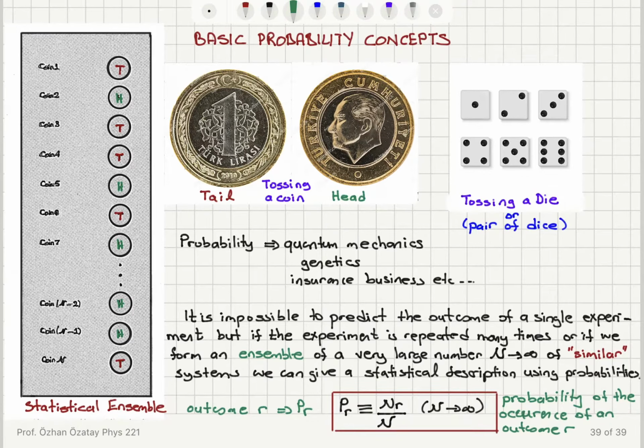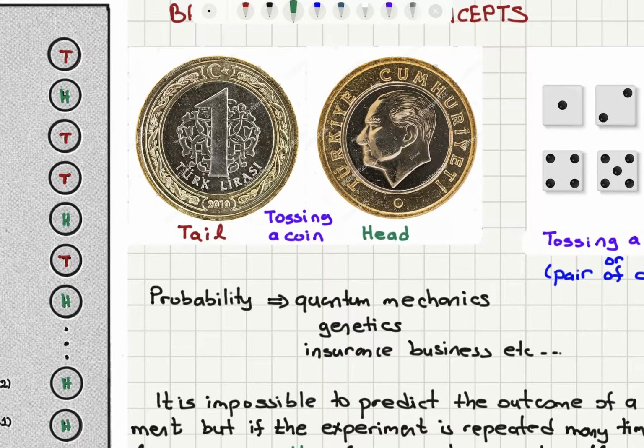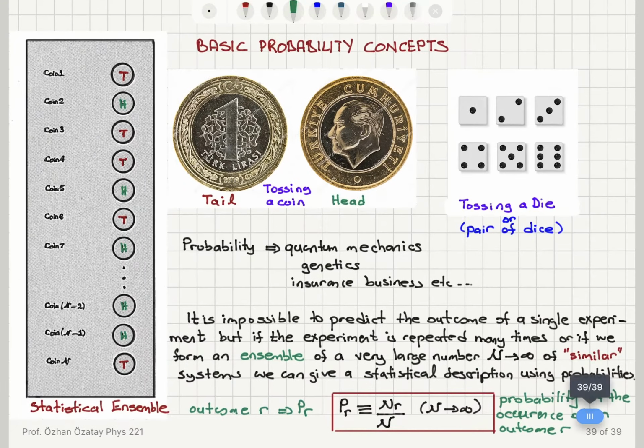So basically, as an example, what are these possible outcomes if I'm tossing a coin? So here is 1 Turkish lira. When you toss this coin, you can get the tail, you can get the head. There's another possibility that it stands on its edge, the side, but that probability I'm going to neglect. So it's most of the time either head or tail.